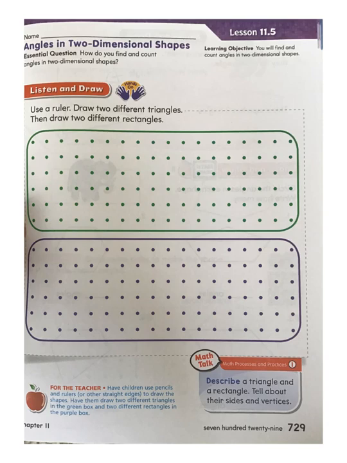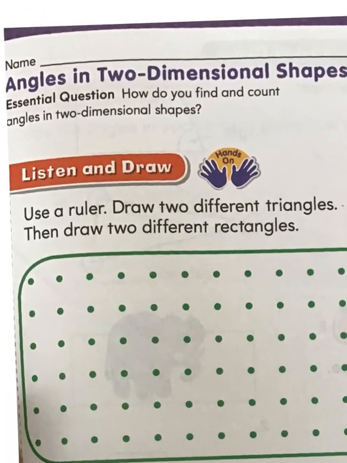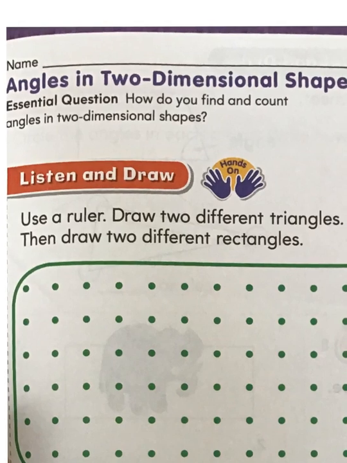Today's math lesson is Chapter 11, Lesson number 5. And it's on page 729. So open your Go Math books to page 729. Our lesson's title is Angles in Two-Dimensional Shapes. And if we take a look at our essential question, it's how do you find and count angles in two-dimensional shapes? So before we start the lesson, grab yourself a ruler. Remember, you can always hit pause and stop the video anytime that you like.